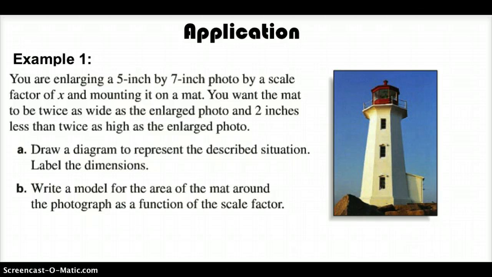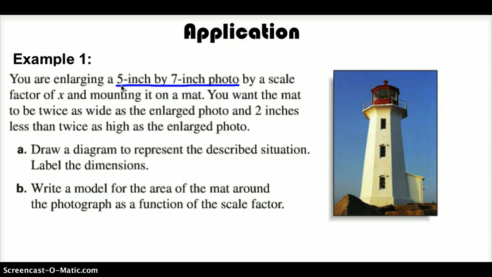Okay. The first thing it wants us to do is to draw a diagram that represents the described situation and to label dimensions. And then it wants us to write a model for the area of the mat around the photograph as a function of the scale factor. Well, let's take a look at this. Let's go back and do a little bit more reading, maybe some underlining. The original photo is 5-inch by 7-inch.